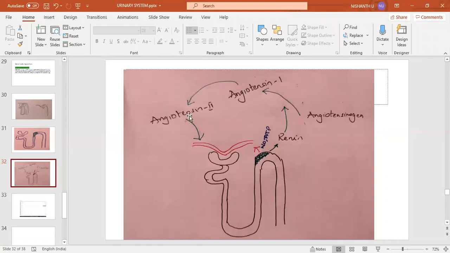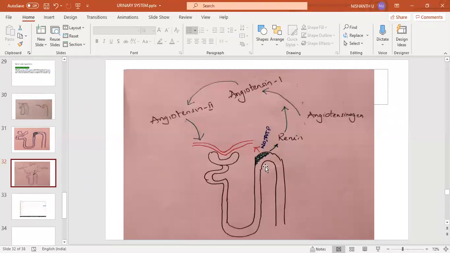Then angiotensin 2 will be released. This angiotensin 2 enters the blood circulation. What it will do? It will come and contract this particular efferent blood vessel. Efferent arteriole will be constricted by angiotensin 2. What you have to understand: angiotensin 2 will have the receptors on the efferent arteriole, but not on the afferent arteriole. I think you understand. So only the efferent arteriole will have the receptor for angiotensin 2. So this angiotensin 2 will bind to these receptors on the surface of the efferent arteriole.